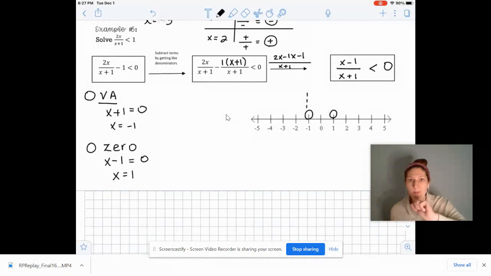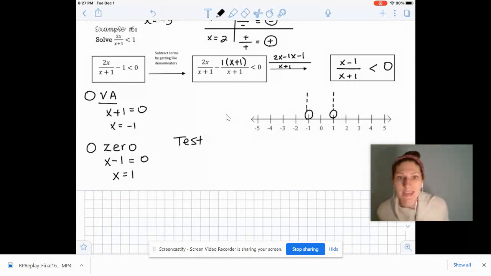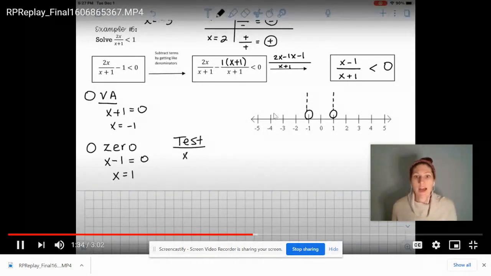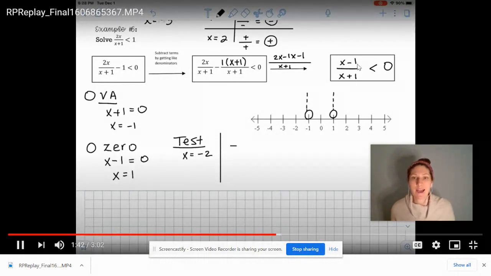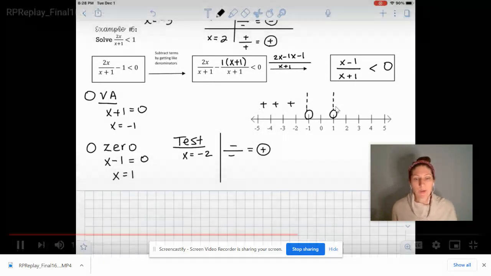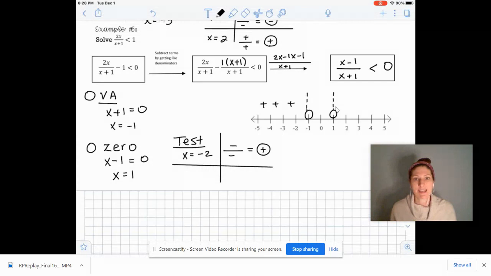So I have 3 numbers that I'm going to plug in, and I want to see if I end up with a positive number or a negative number. I go left to right, so I'm going to test -2. I'm going to plug -2 in for x, and so -2 minus 1 is going to be negative. -2 plus 1 is also negative. And a negative divided by a negative is a positive. So I want to label the number line with those plus signs.